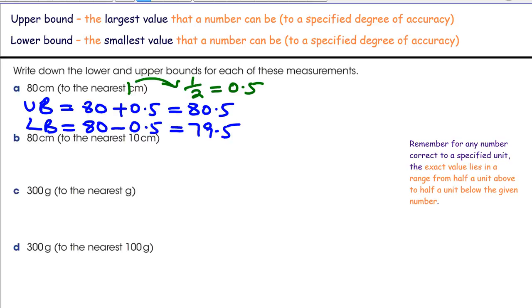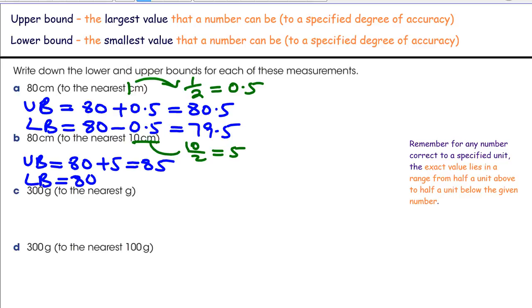Next, 80 centimeters to the nearest 10 centimeters. So take 10 divided by 2. Anyway, 10 divided by 2 will be 5. So upper bound here will be 80 plus 5, which is 85. Lower bound will be 80 minus 5, which will be 75.